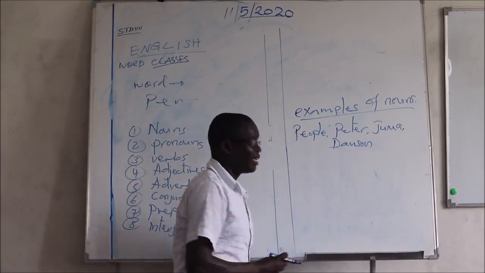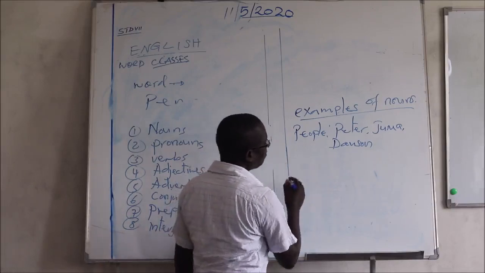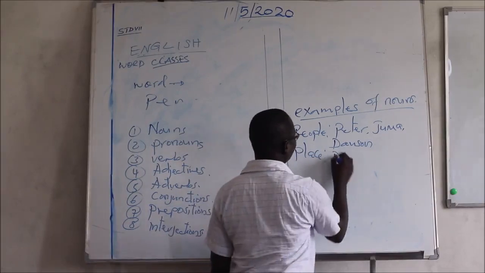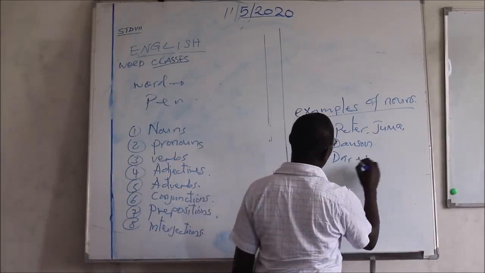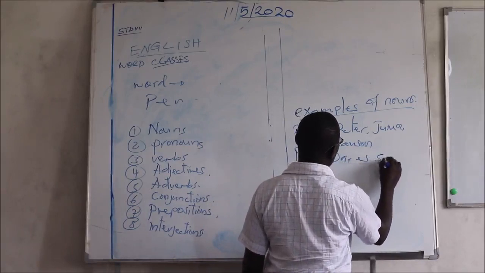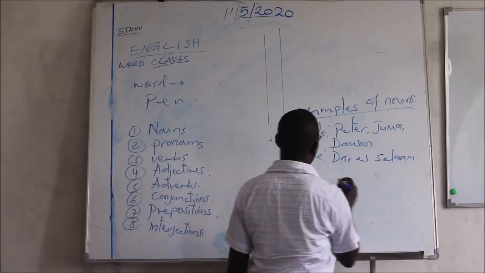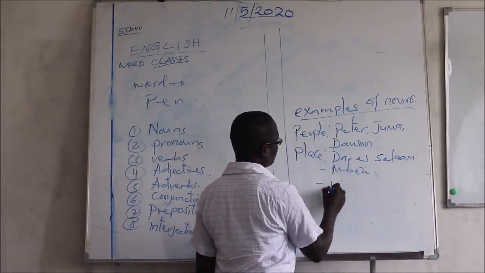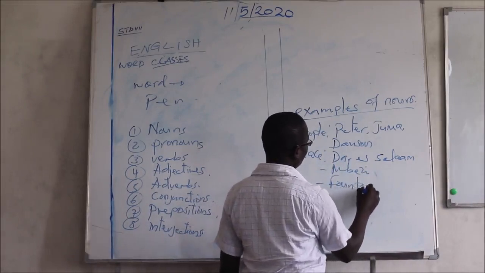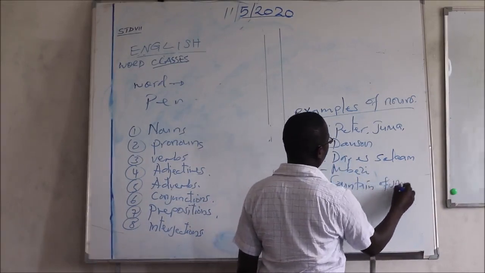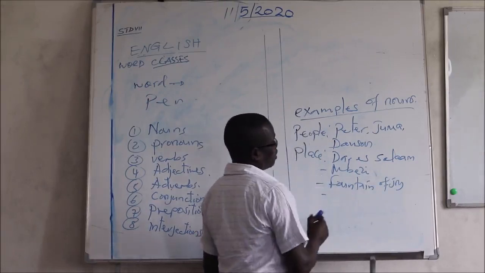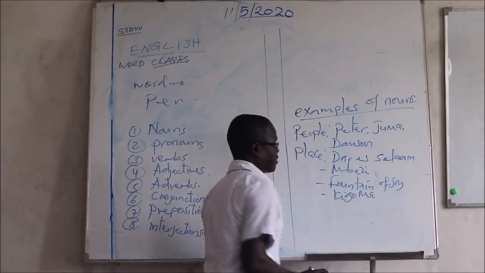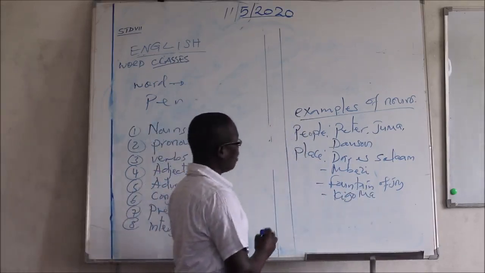The second thing that a noun names is place. Dar es Salaam, Mbezi, Fountain Joy, Kigoma, and the rest. An example of things.